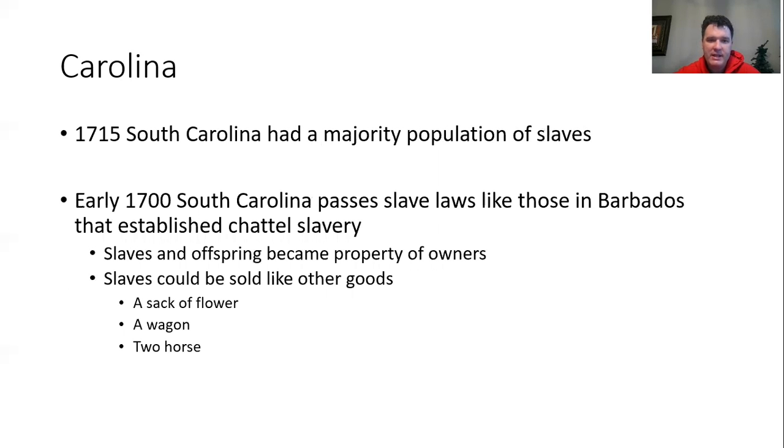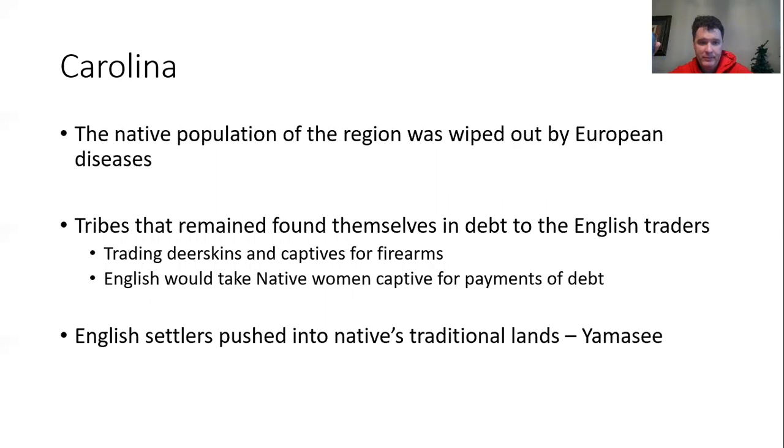By 1715, South Carolina has a majority population of slaves, and they start to pass slave laws like those that were in Barbados that really start to tie down this idea of the chattel slavery system, in which slaves and their offspring become the property of the owner. And that was de facto beforehand, but this is going to really tie it down legally, that slaves could be sold off like a sack of flour or a wagon or horses or whatever. They could be traded for the same things. So they're just property.